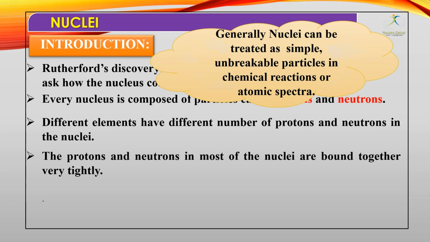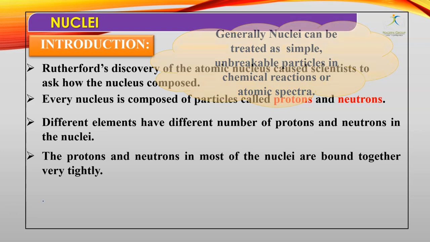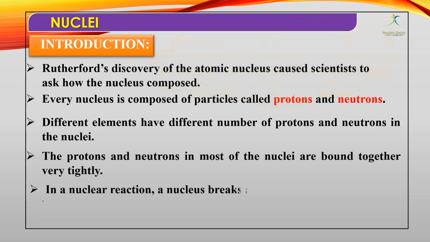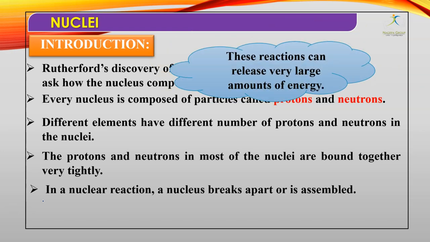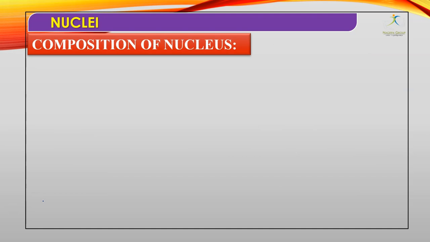Generally, nuclei can be treated as simple unbreakable particles in a chemical reaction or the atomic spectrum. In a nuclear reaction, a nucleus breaks apart or is assembled. These reactions can release a very large amount of energy. So how is the nucleus composed? Let's see in this topic on the composition of a nucleus.